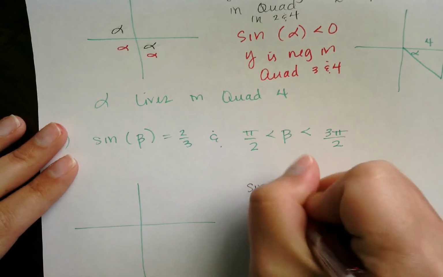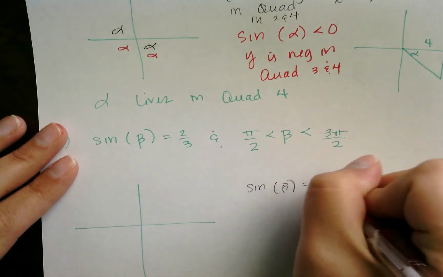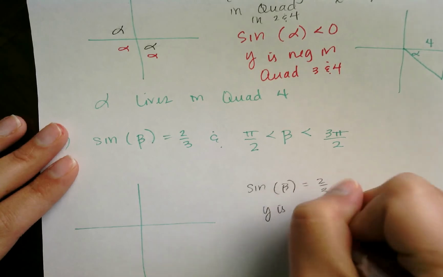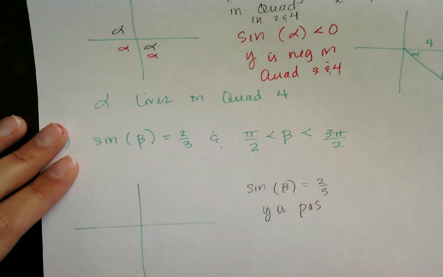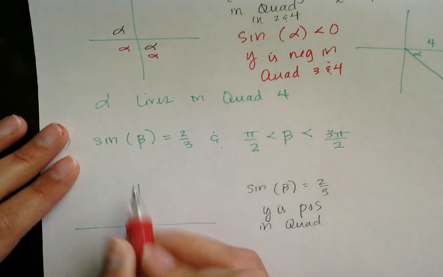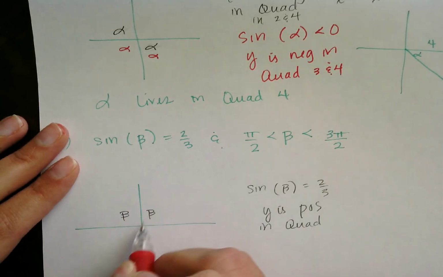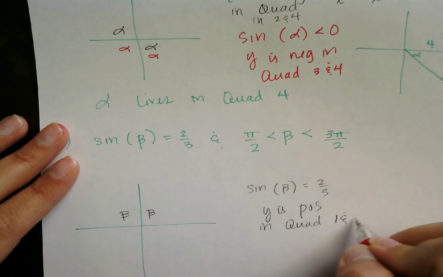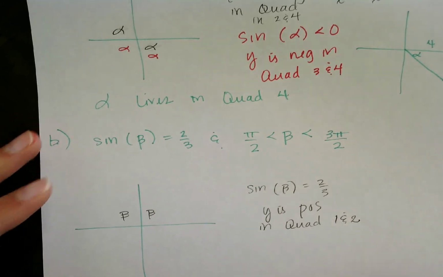It says sine of beta is 2/3, so that's y is positive. Okay, your y value is positive. And in which quadrants? In quadrants 1 and 2, y is positive. Okay, that's the first piece of information.